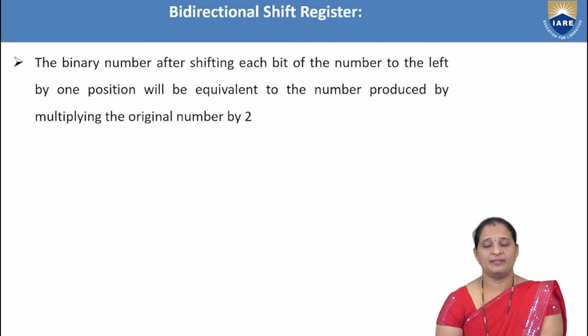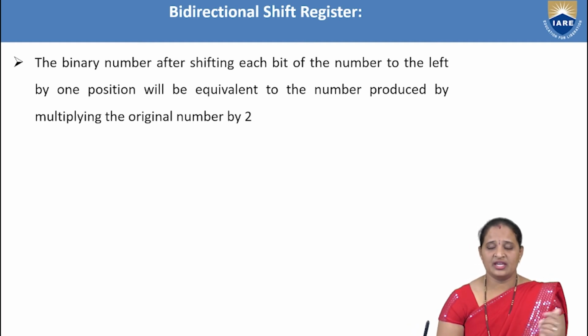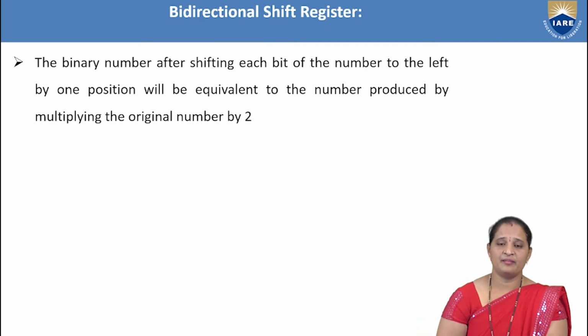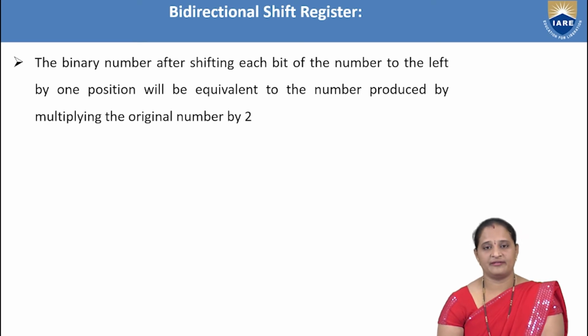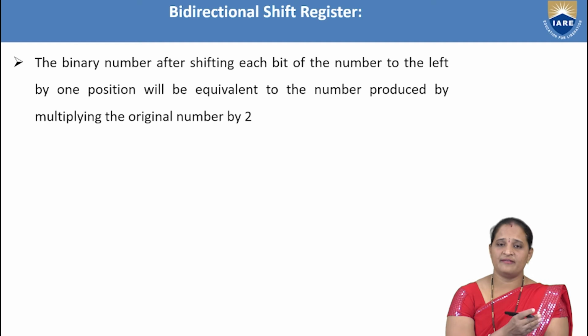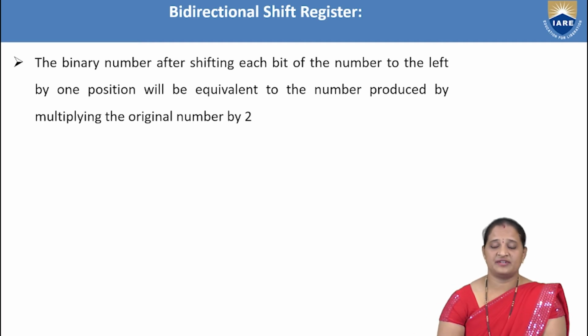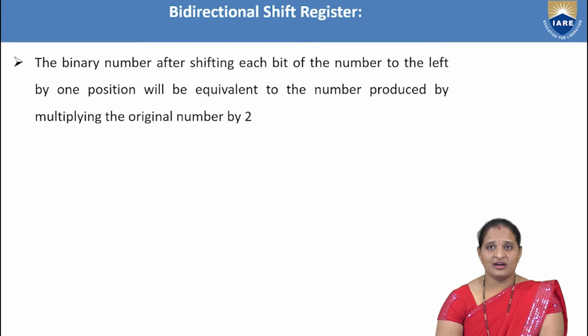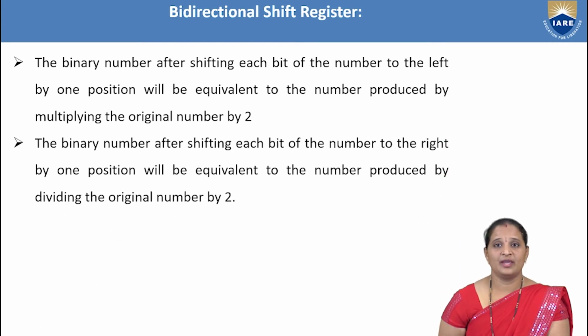Now let us see the bidirectional shift register. As I already told you, in a shift register the data can be shifted from one flip-flop to the other flip-flop, either from left to right or from right to left. If it is shifting the data from left to right, then that register is called a right shift register. If the data is shifted from right to left, then that register is said to be a left shift register. Here, a bidirectional shift register is the one in which the data can be shifted either from left to right or from right to left.